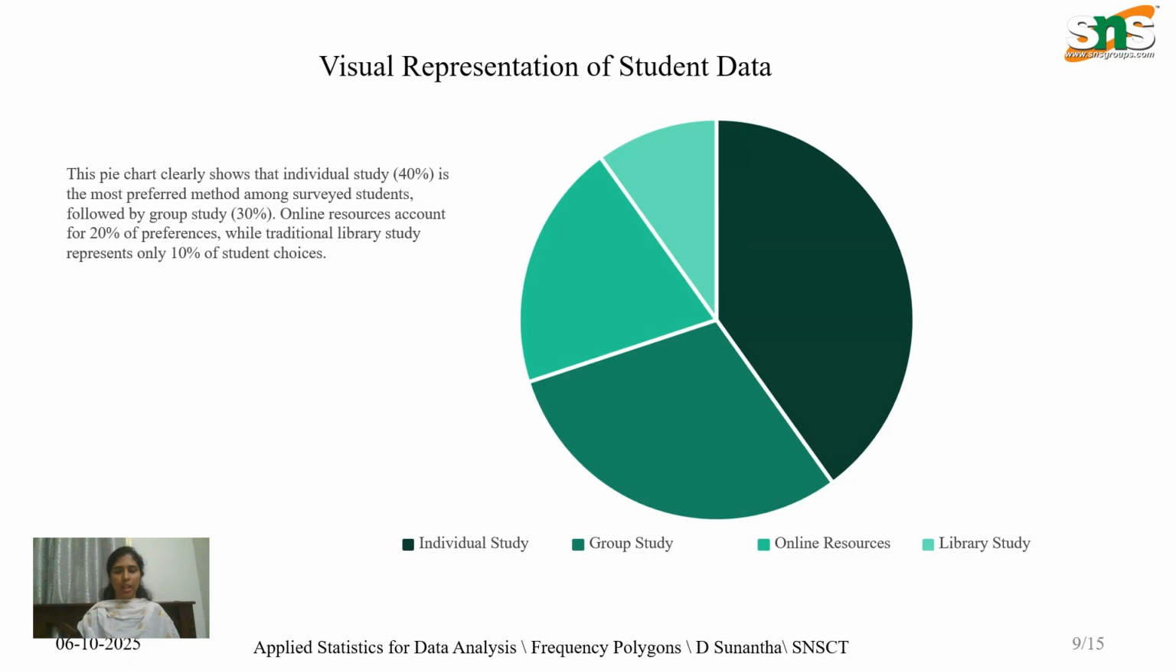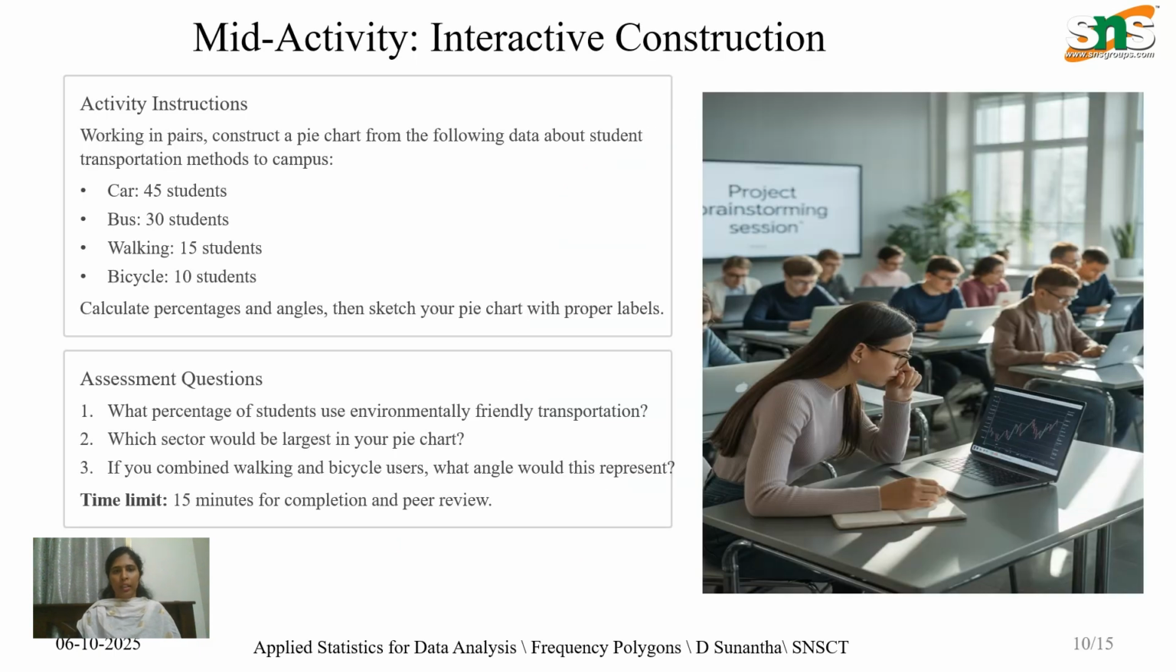Next, visual representation. Here, the pie chart clearly shows the individual study of 40 percent is the most preferred method among surveyed students, followed by group study at 30 percent, followed by 20 percent for online resources and 10 percent for the traditional library study methodology. These colors represent the pie chart. Clearly, we can see individual study, group study, online resources and library study represented in a pie chart.